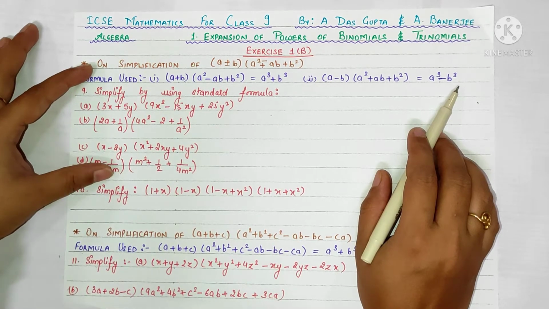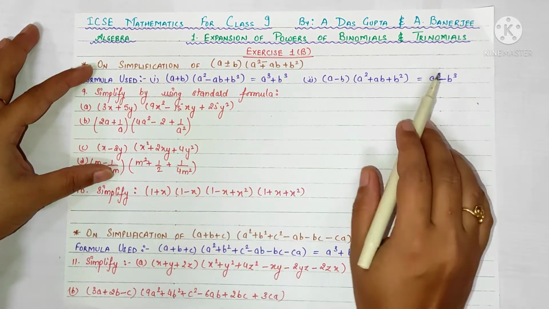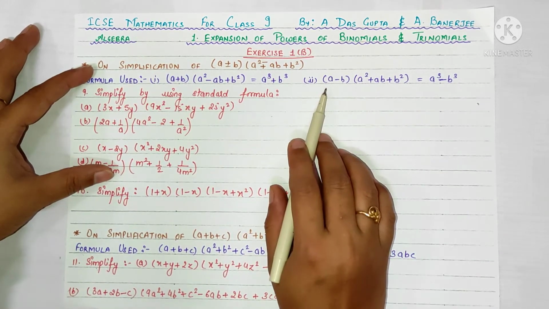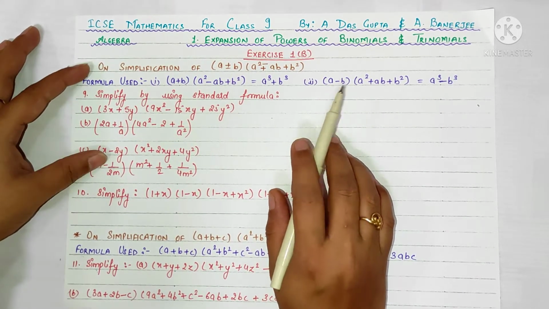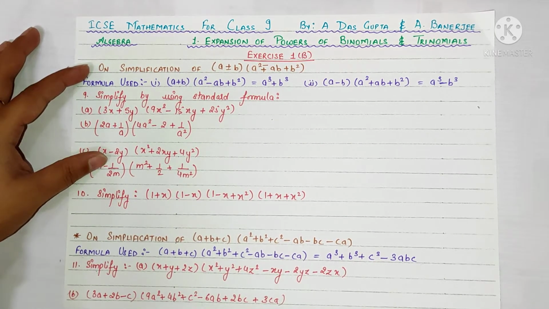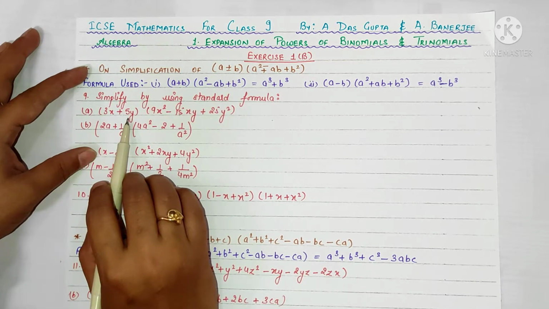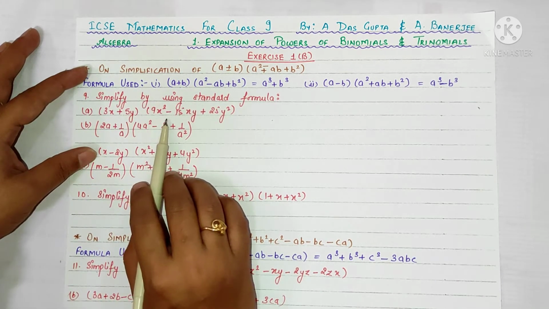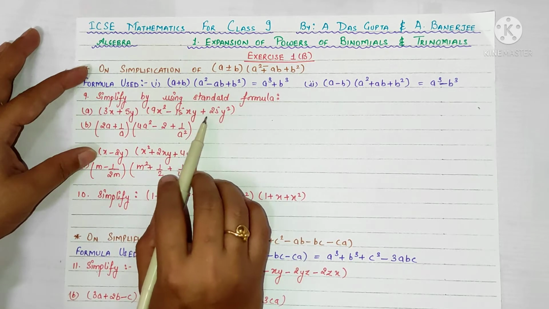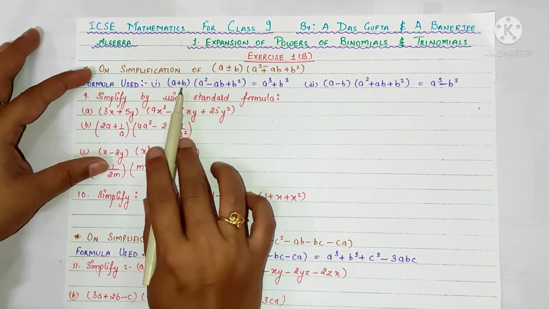तो आपको याद रखना है कि अगर प्लस है so we keep negative in between, and if there is negative then we keep negative outside. Okay. So starting with the ninth question, simplify by using standard formula. So we have got the first part (3x plus 5y) into (9x square minus 15xy plus 25y square). So we need to convert this question into this form.